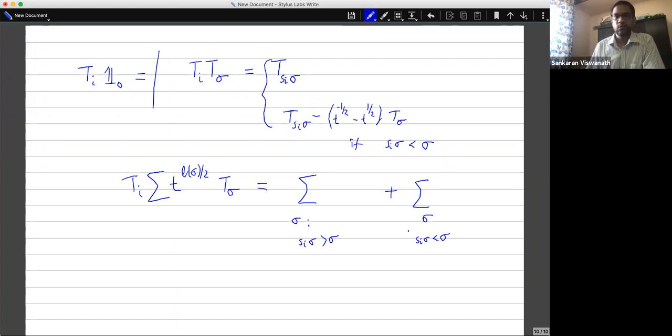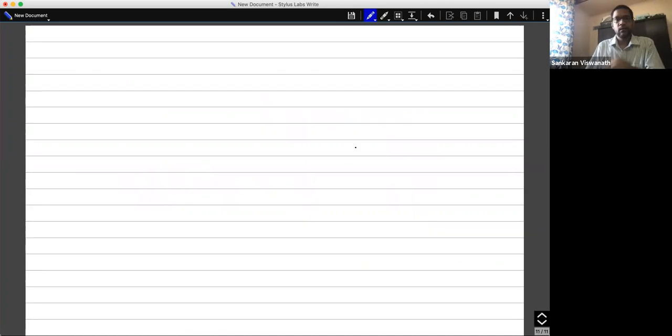Things cancel nicely and so on. You're only left with T power half times 1 naught. So just a quick sketch of how the proof goes. And once you have this, the idempotence is more or less trivial, because that's just saying if you square something, you can expand one of them out into its definition, T to the length sigma by 2, T sigma times 1 naught.